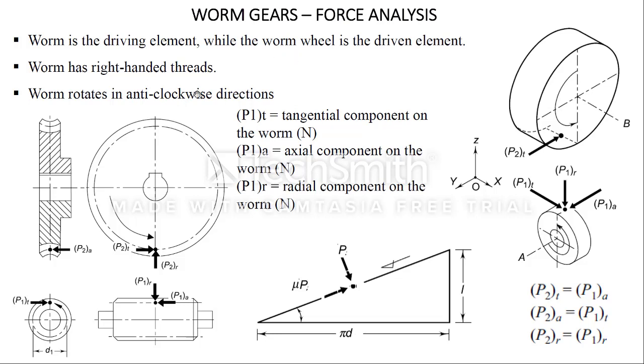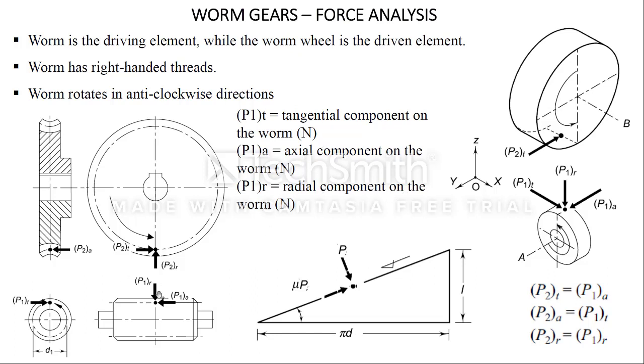In this force analysis, I am going to give suffix 1 for worm and suffix 2 for wheel, as you can see. And worm gears are transmitting power at 90 degrees. That means it will generate three components of forces, namely PT1, that is tangential component of worm, PA1 axial component of worm, and PR1 as a radial component.